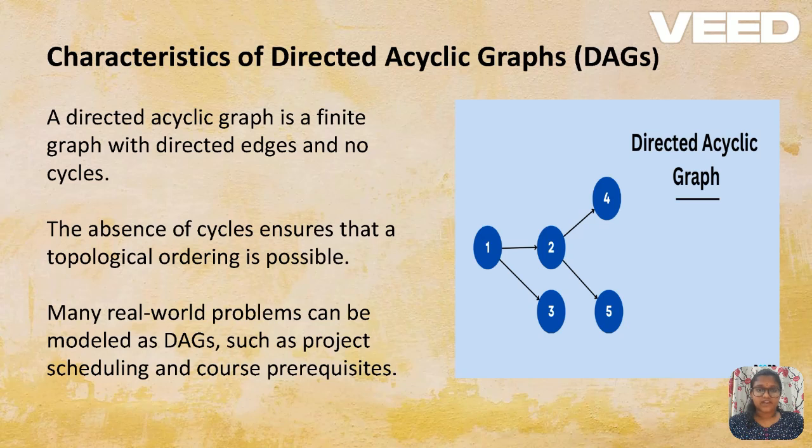Characteristics of directed acyclic graphs. A directed acyclic graph is a finite graph with directed edges and no cycles. The absence of cycles ensures that a topological ordering is possible. Many real world problems can be modeled as DAGs, such as project scheduling and course prerequisites.